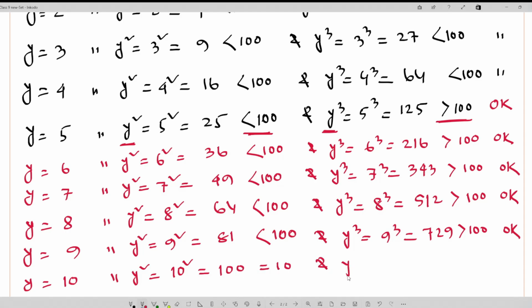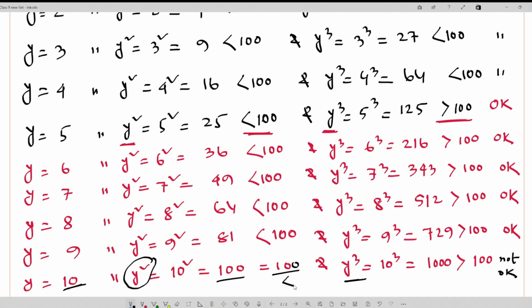And finally y equals 10: 10 squared is 100, which is equal to 100, and 10 cubed is 1000, which is greater than 100, and it's not okay, because our condition is y squared should be less than 100. Once we get y equals 10, the y cubed condition is okay, but the y squared condition is not okay, because 10 squared equals 100, but we need less than 100.